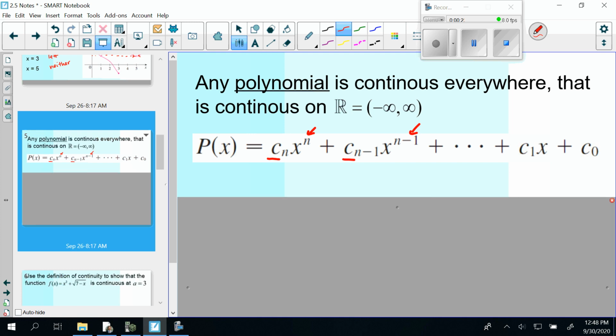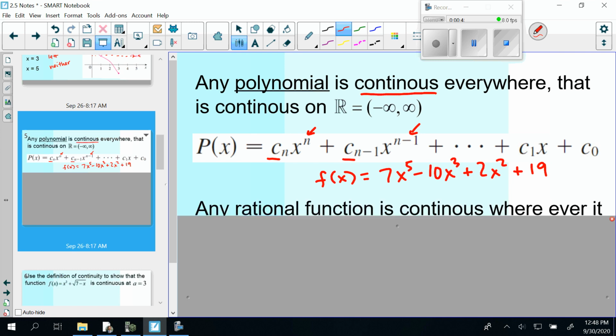An example of that would be the function 7x to the 5th minus 10x cubed plus 2x squared plus 19. That's a polynomial. That would be continuous everywhere. You could plug any number in for x, and so we know they're going to be continuous.